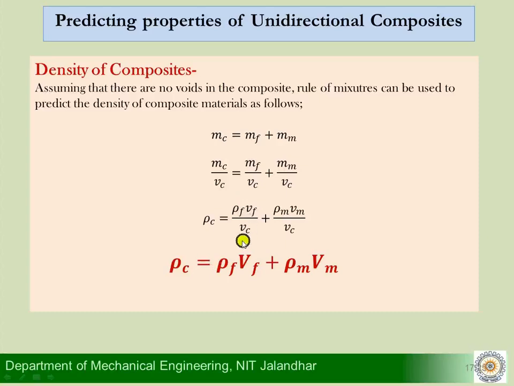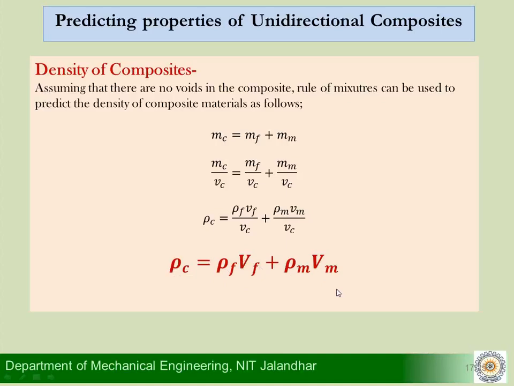We understand that Vf upon Vc is nothing but the ratio of the volume of the fibers to the total volume of the composite material, which we write as capital Vf, the volume fraction of the fibers. Similarly, we get plus rho m, and then Vm upon Vc is the volume fraction of the matrix. This expression is used for predicting the density of composites based on what we refer to as the rule of mixtures. Keep in mind that we are talking about volume fractions here.